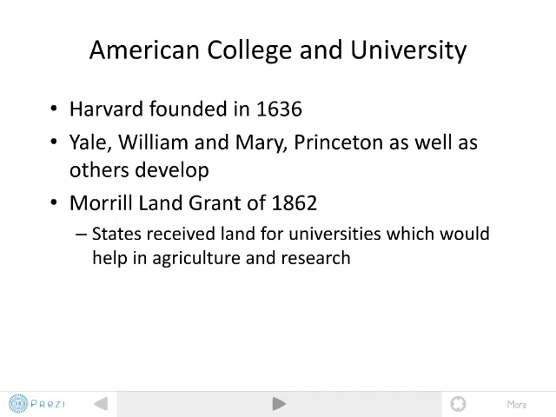American colleges, we start seeing the colleges really emerging everywhere. We've talked about this. Harvard, Yale, William and Mary, Princeton, as well as others developed. Then the Morrill Land Grant pops up in 1862. Remember, all land is owned by the federal government.